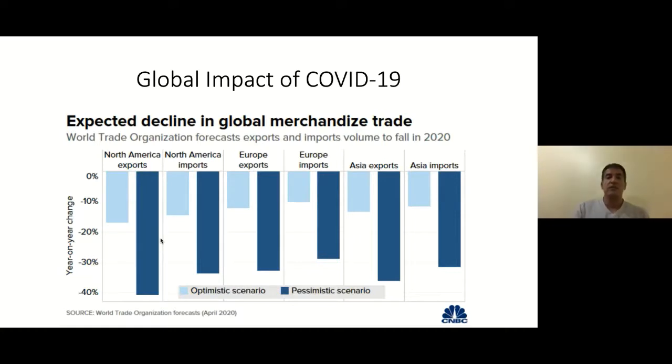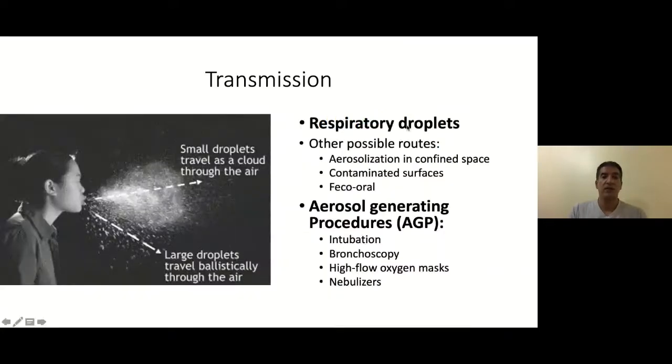How does it transmit? Still, the majority of transmission happens through close contact, through respiratory droplets. Keep your distance and wear a mask. When the infected patient breathes, the large respiratory droplets usually fall to the ground because of gravity within 2 meters. So keep the distance and wear a mask.